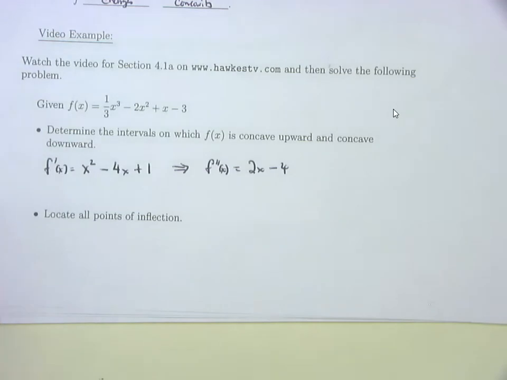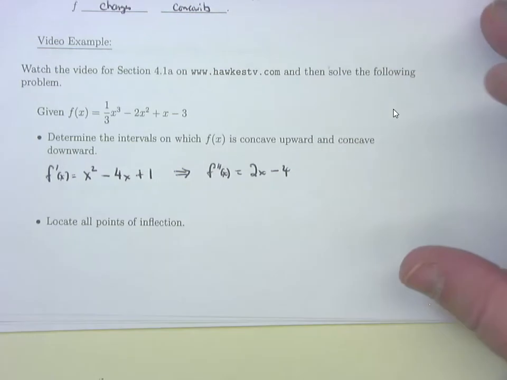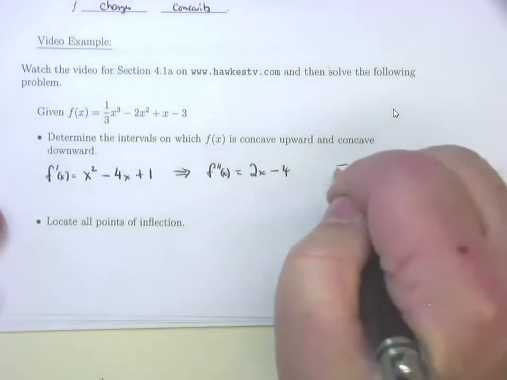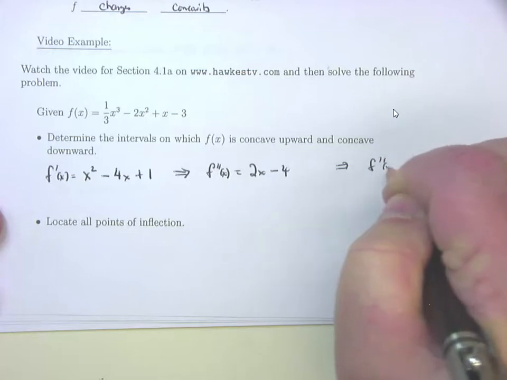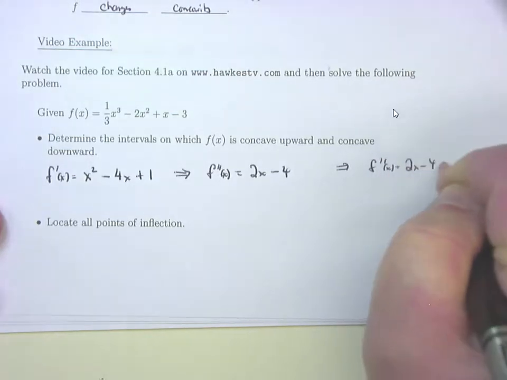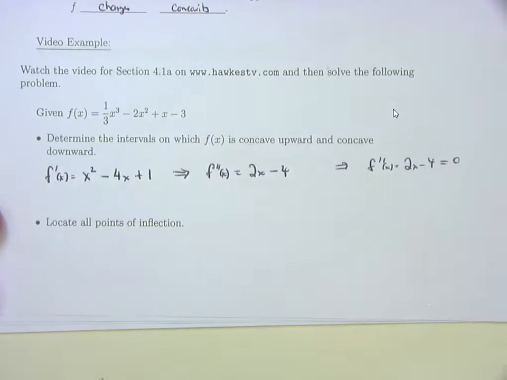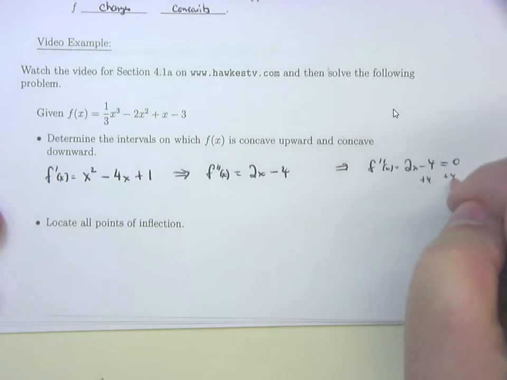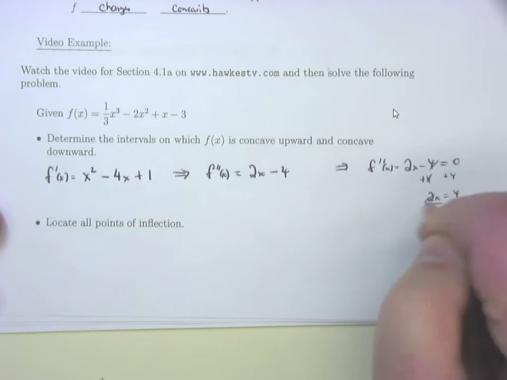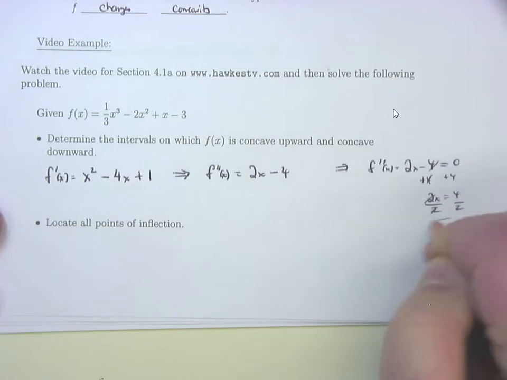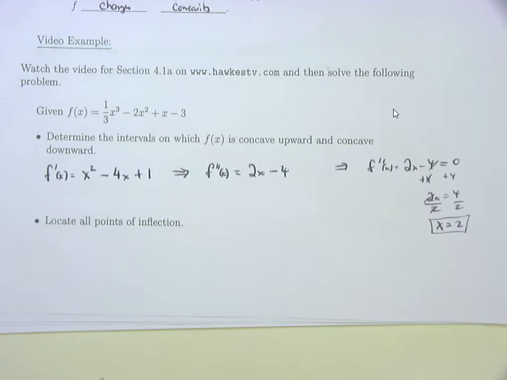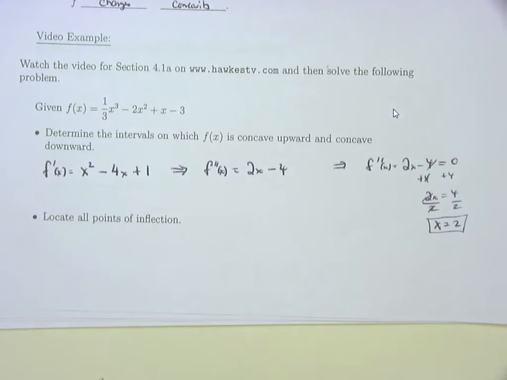Now, to get this hypercritical value, aka the inflection number, what I'm going to do is take my second derivative, which is 2x minus 4, set it equal to 0 and solve. I'm going to add 4 to both sides. That gives me 2x equals 4. Then I'm going to divide by 2. I'm going to get x equals 2. That is my hypercritical value. That is my inflection number.